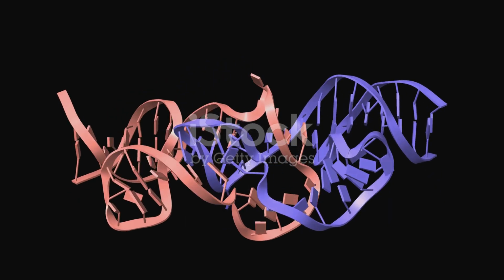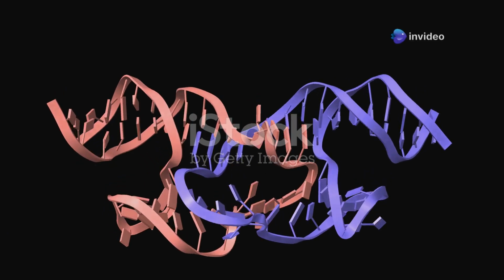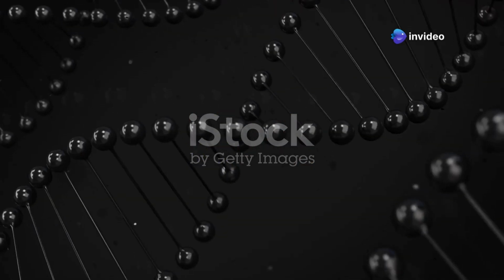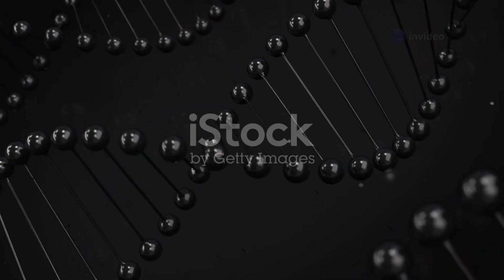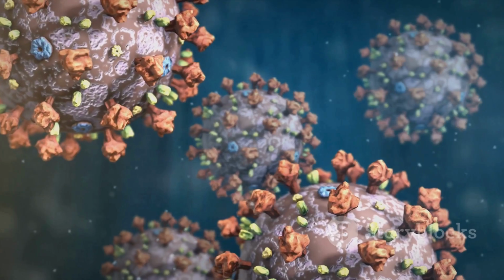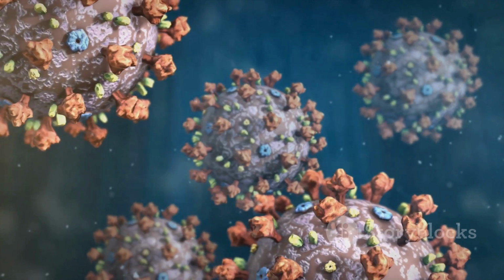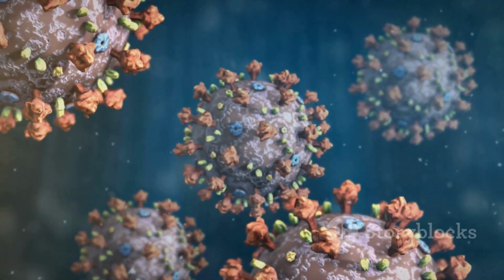The U4/U6, U5 tri-snRNP complex joins, forming the B complex. Rearrangements occur within the spliceosome, including the release of U1 snRNP and conformational changes in U6 snRNA, leading to the catalytically active B* complex.